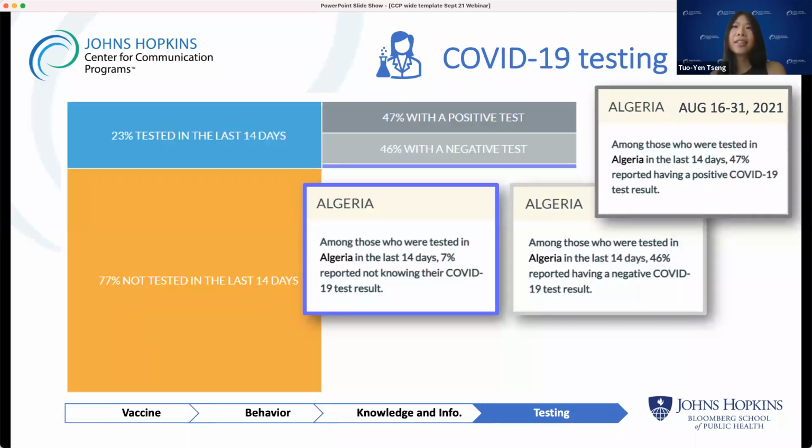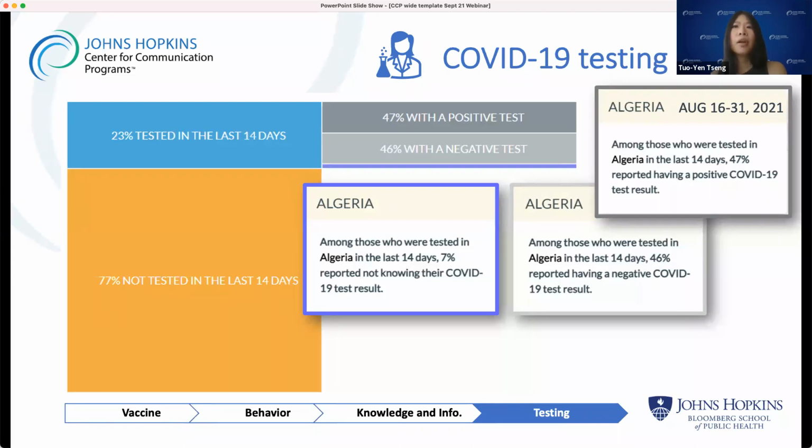Finally, in the testing section, I'm using Algeria as an example because it has more participants who reported having had a COVID test in the past 14 days, therefore allowing a more clear view on the breakdown of the test results. We can see that 23% of participants in Algeria who filled out the survey between August 16th and 31st were tested in the previous 14 days.